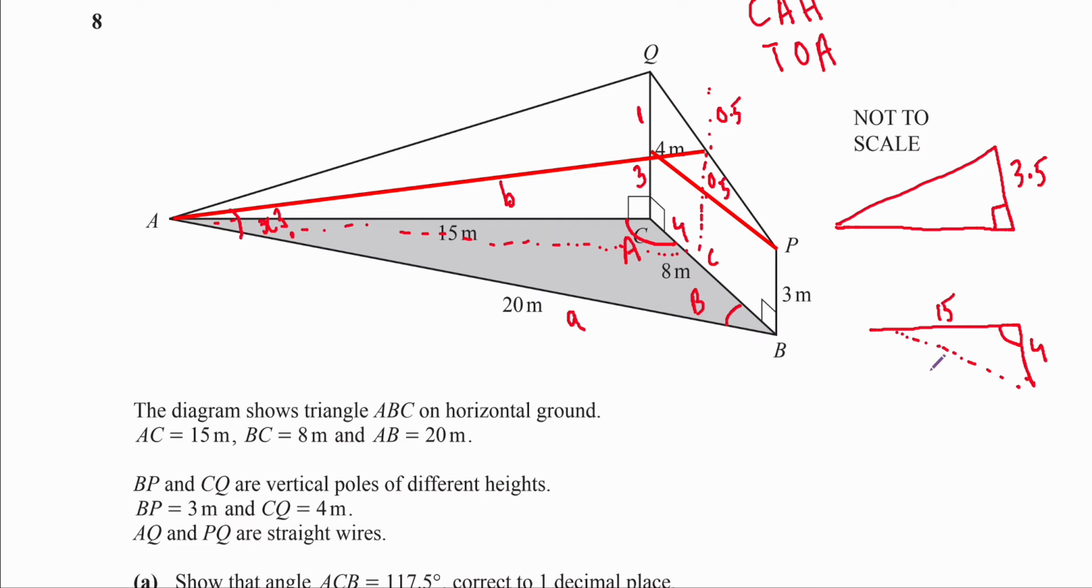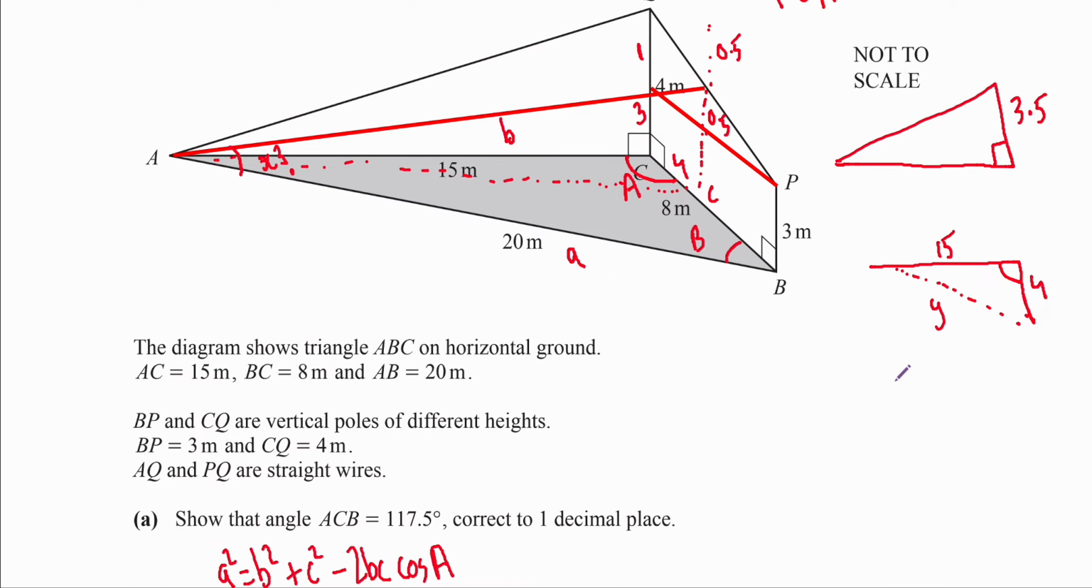So to calculate this length right here, let's call it y, for example, right? Well, we know how to do it. We use the cosine rule again. So y squared is equal to 15 squared plus 4 squared minus 2 times 15 times 4 times the cosine of that angle, which is 117.5. We know that already from the cosine rule, right? That's the angle 117.5. That's the length 15. That's the length 4. So what do we get? We get y squared is equal to, let's put it in the calculators. We get 15 squared plus 4 squared, so that's 241, minus 2 times 15 times 4 times cos 117.5.